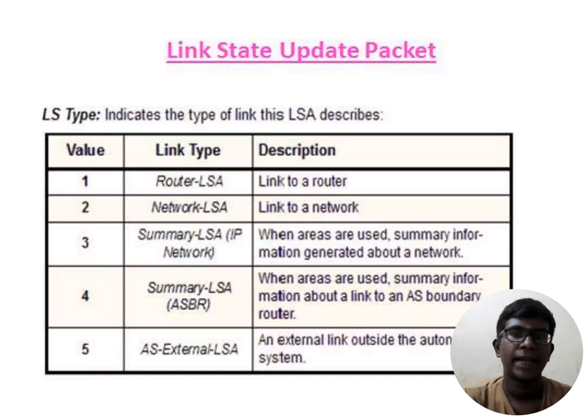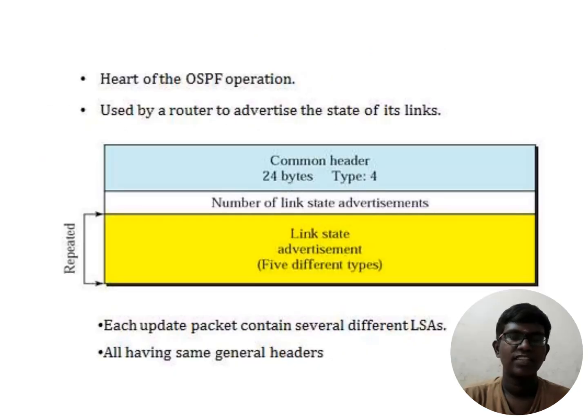The link state update packet plays a crucial role in OSPF operation by carrying the link state advertisements to other routers within the same OSPF area. It also indicates the type of link the LSA describes. The LSU packet serves as the heart of the OSPF operation. It is used by a router to advertise the state of its links. Each update packet contains several different LSAs, all having the same general headers.